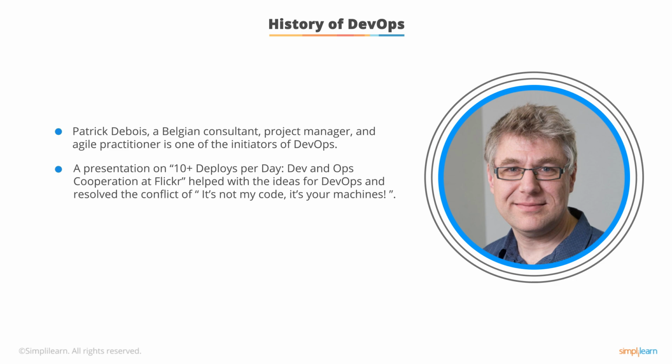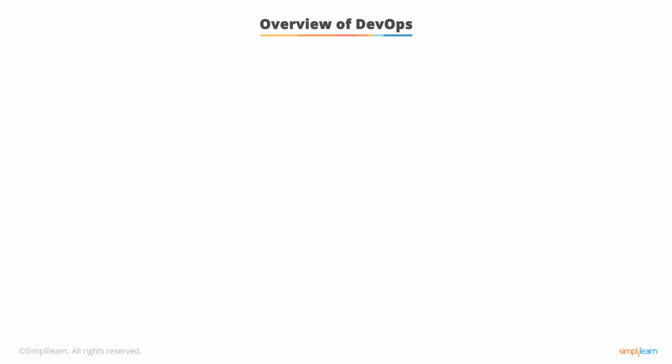And this helped to bring out the ideas for DevOps and resolve the conflicts of "it's not my code, it's your machines," the constant conflict between development and operations. And so DevOps blends lean thinking with agile philosophy, and you know what? It works.